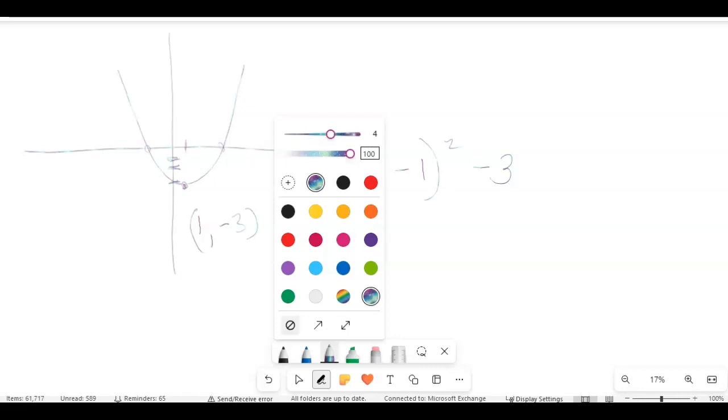I don't know why this is suddenly very small print. Let's try that again. Okay.